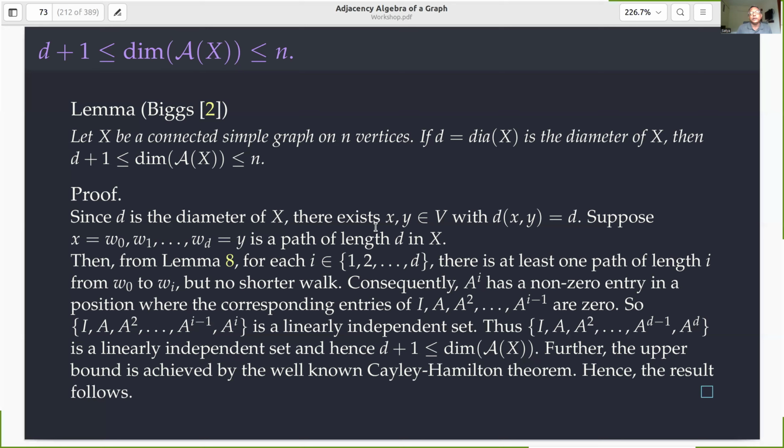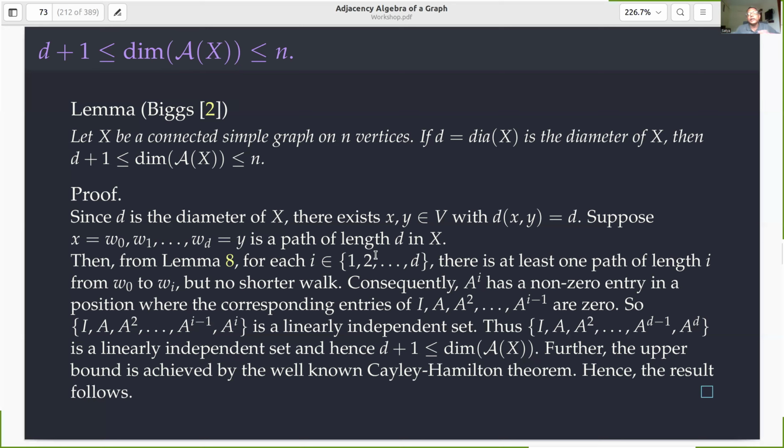Is it clear? Is it tough, or do you need more explanation? It is beautiful, right? Between i and j the distance is d. Here I told x and y, you can see here: between x and y the distance is d. So automatically, the distance between w0 and w1 is 1, and w_d minus 1 is at distance d minus 1, so in A power d minus 1 only that entry becomes 1. Before that it is 0, because there is no path, so how will a walk come? Okay, any questions? Can I proceed?